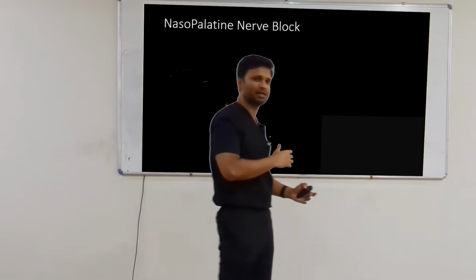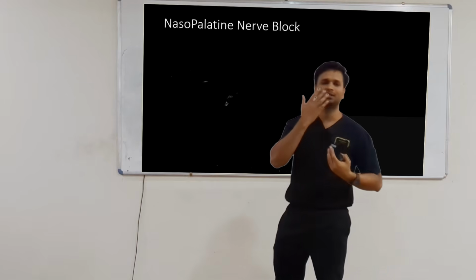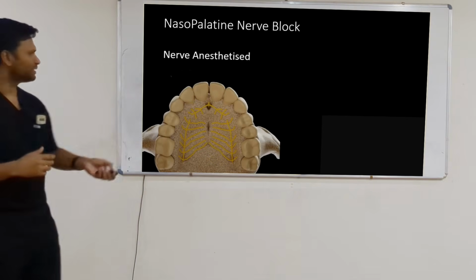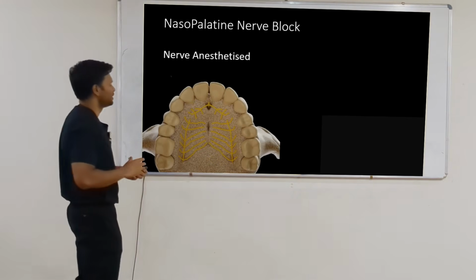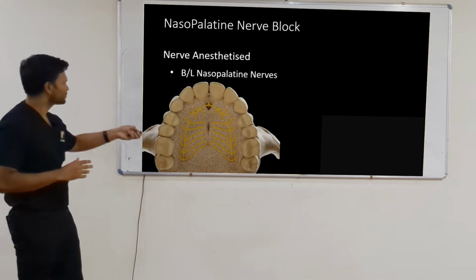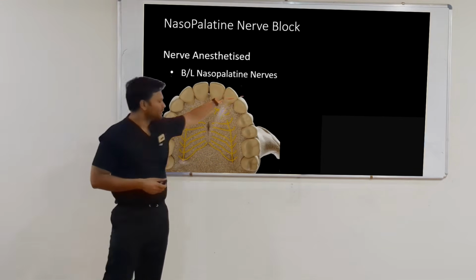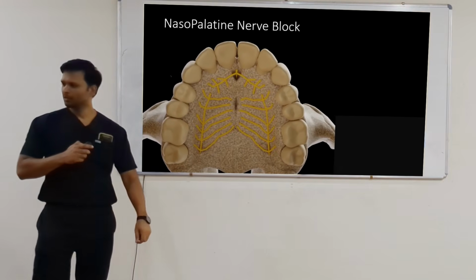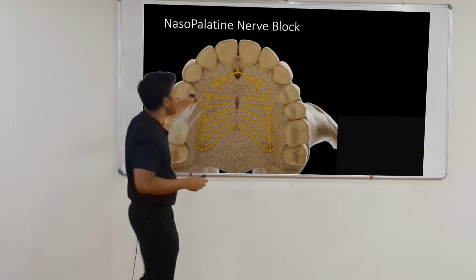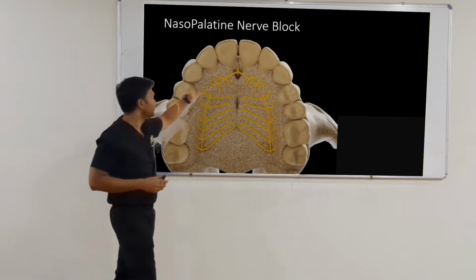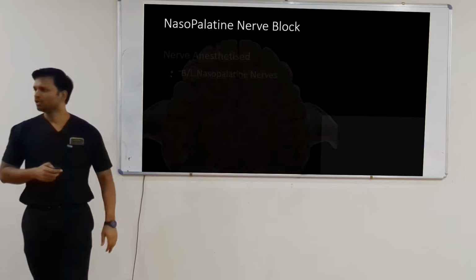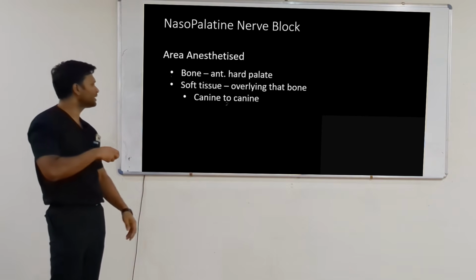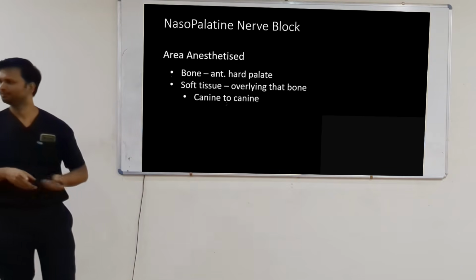Now we come to the nasopalatine nerve block. Again, आपको पता है कहाँ से निकल रहा है? Incisive foramen, we deposit the LA there. But इसमें भी there are some, you can say, fineness. So again, nerve anesthetized, it is nasopalatine nerve as it comes out of the incisive foramen. So it is supplying palatal bone and soft tissue from canine to canine bilaterally. Okay. So area anesthetized is bone that is in the anterior hard palate and soft tissue overlying the canine to canine in the palate region.